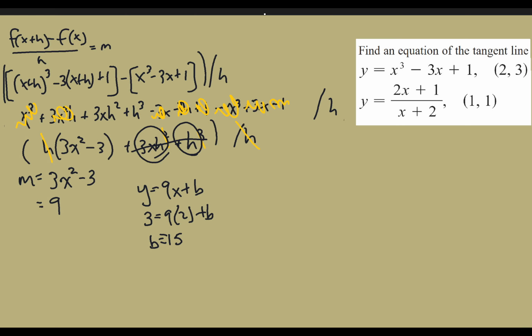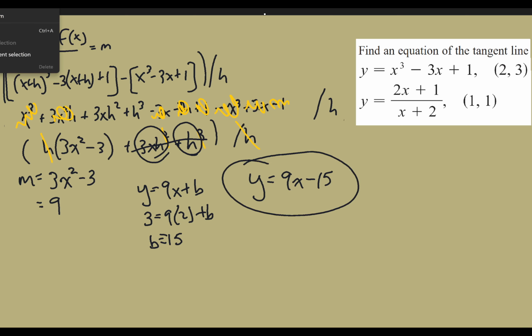That sucks. So the ultimate formula for the first one is that y equals negative 15. That's not right. You guys, come on. You got to help. You got to check me on this stuff. y equals 9x minus 15. That's going to be the answer for this problem.